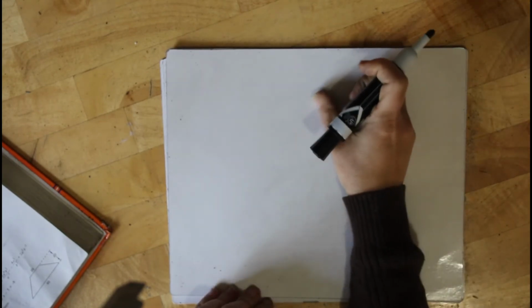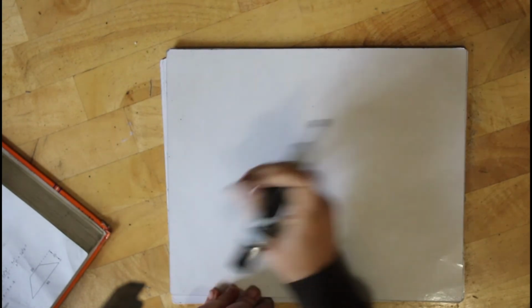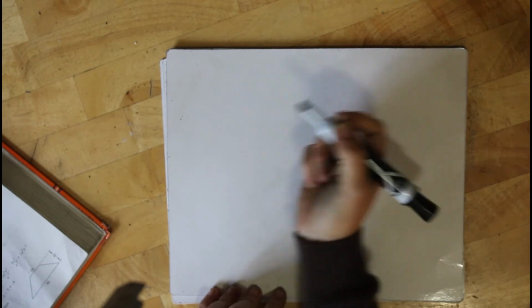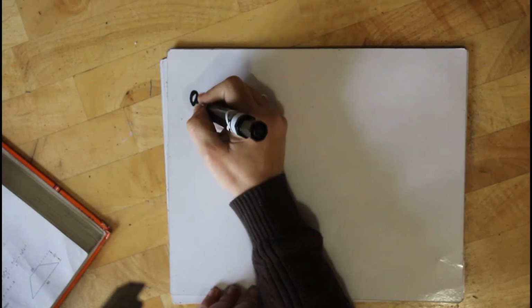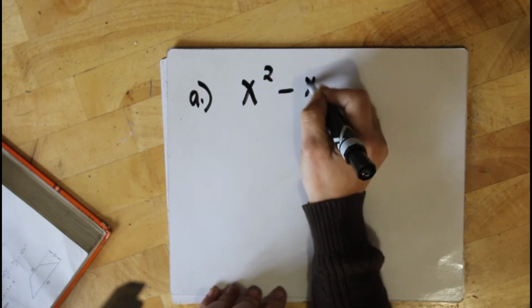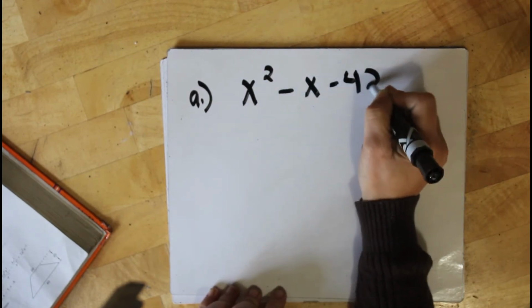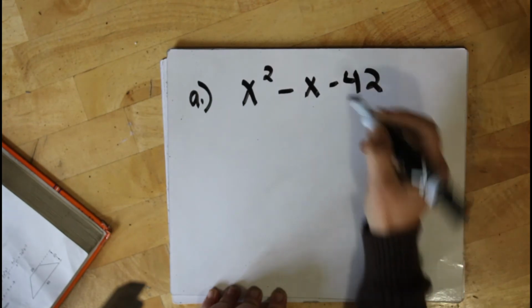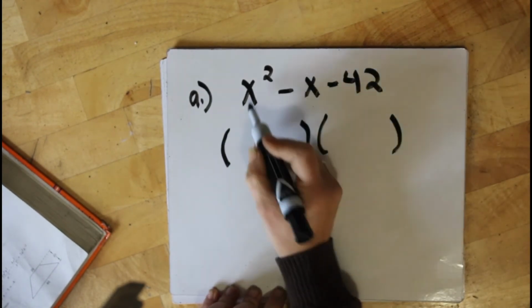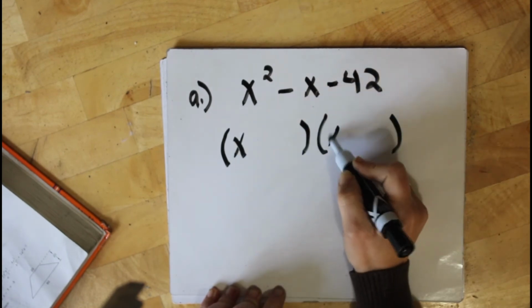Alright, so hopefully you paused the video and you have worked the practice problems on page 283, and I am going to work them for you. So first is A, and it's x squared minus x minus 42. Alright, it's in the right order. I'm going to start by putting parentheses, and then this x squared tells me I'm going to need an x here and an x here.